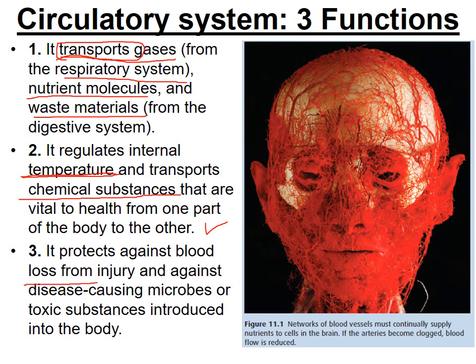So, for example, you might have heard of scabbing before. When you get a cut, a scab develops to prevent you from bleeding out, essentially. And it also fights diseases. There are some blood cells in your body that will help to protect you against diseases and other toxic substances. So main functions: transport, regulation of internal temperature, and protection factors.